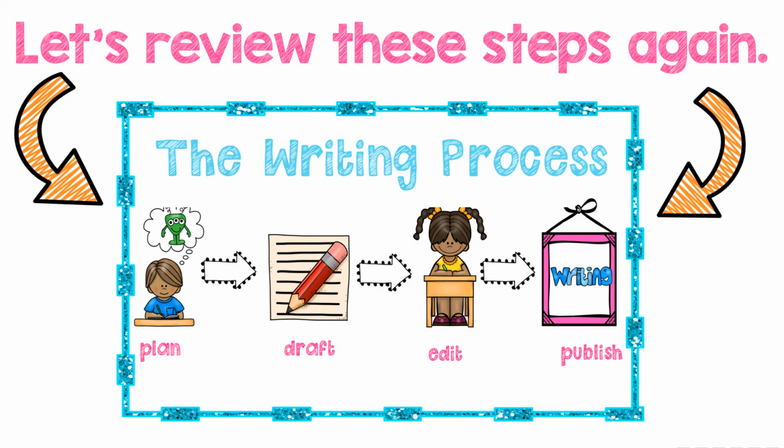Now let's review these steps again. So I want you to read the steps with me. The first part, plan. Remember, planning is where you're thinking ahead. The second part, draft. This is where you're writing those things down that are popping in your head. The third part, edit. This is where you take that draft and you reread it and you fix the things in it to make it good, complete, make it flow for your reader.